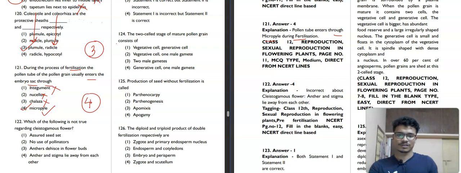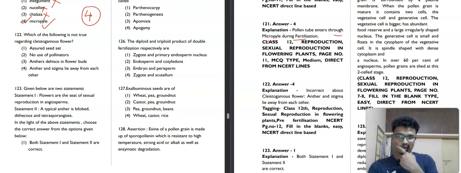Now we'll move towards the next question, question number 122. Let's read it. Which of the following is not true regarding Cleistogamous flowers? Okay. So it is saying assured seed set, no use of pollinators, anther dehiscence in flower buds, anther and stigma lie away from each other. Okay, so let's go one by one. Cleistogamous flowers, assured seed set, absolutely correct.